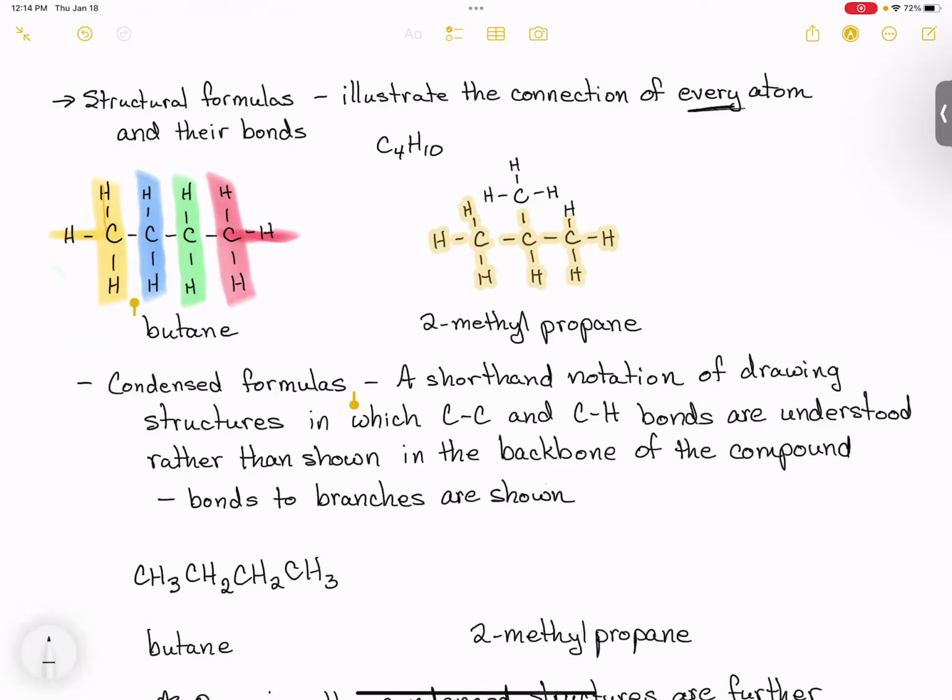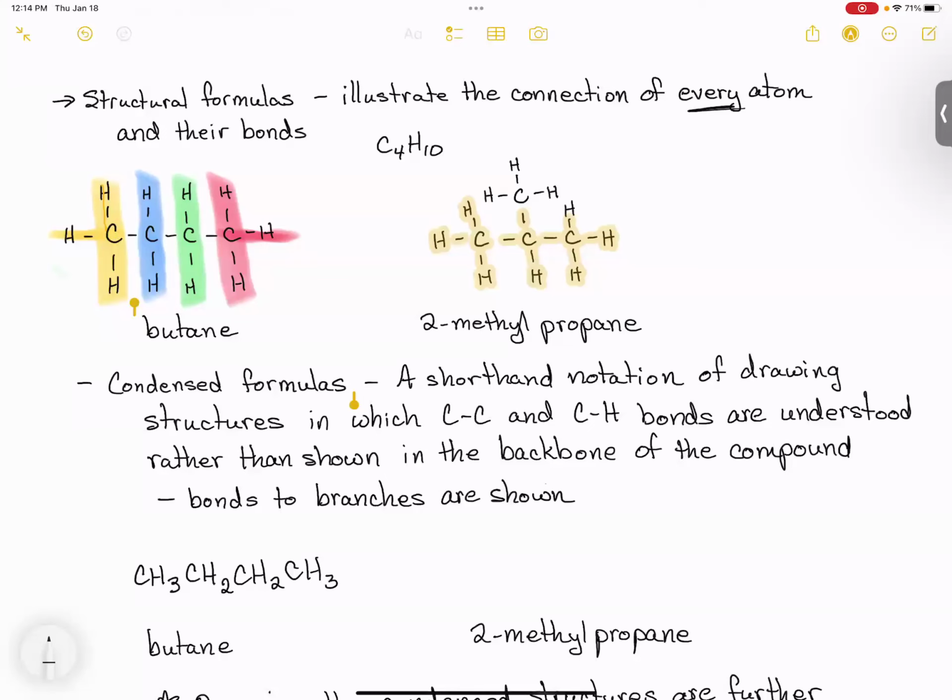I am basically telling you that on the first carbon, there are 3 hydrogens. And then we go into that carbon-carbon backbone. And on the next carbon, there are 2 hydrogens. But the difference is I'm not showing you the connections. I'm simply indicating that they're there.